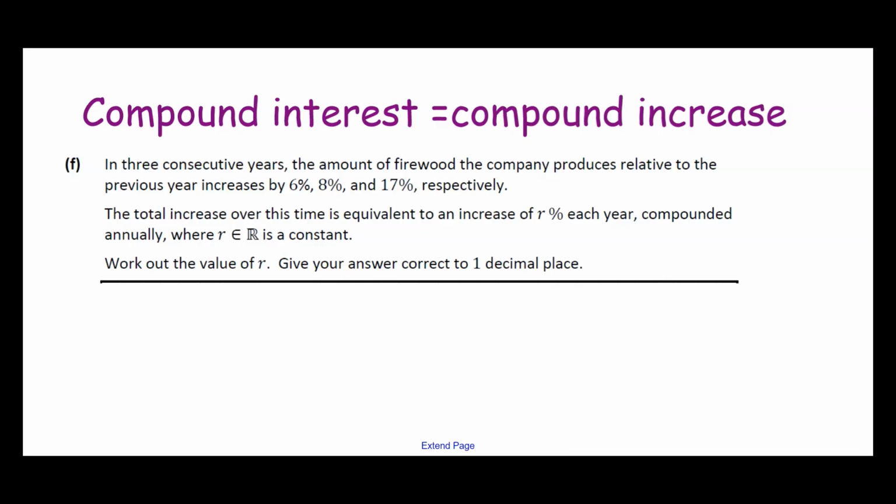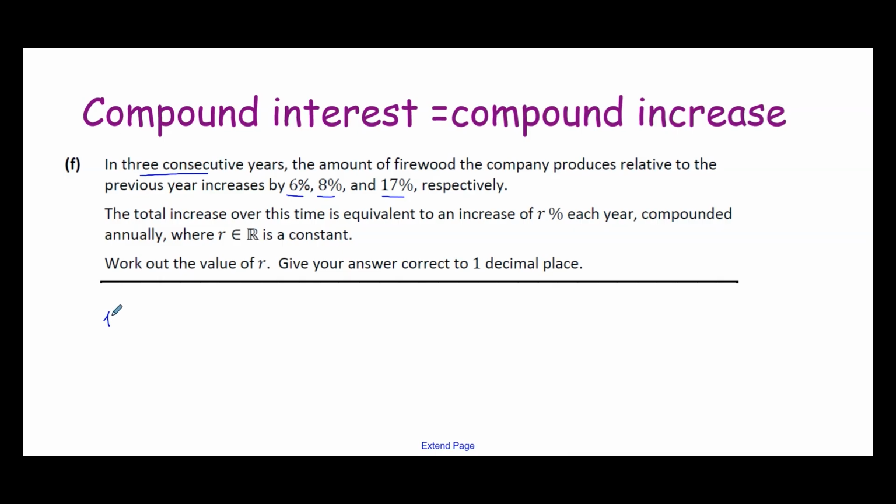Compound interest usually is in financial maths. However, this question is very interesting because it brings in a new idea, that it's not only compound interest but also compound increase. So let's see. In 3 consecutive years, the amount of firewood the company produces relative to the previous year increases by 6%, 8%, and 17%. So what does that mean?